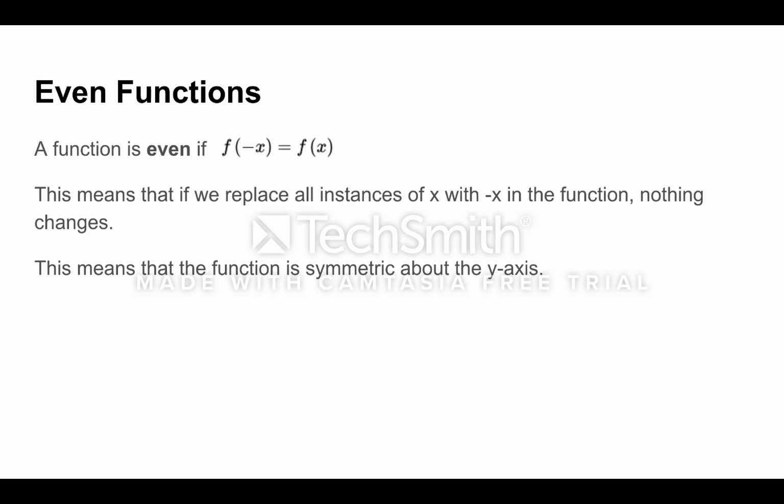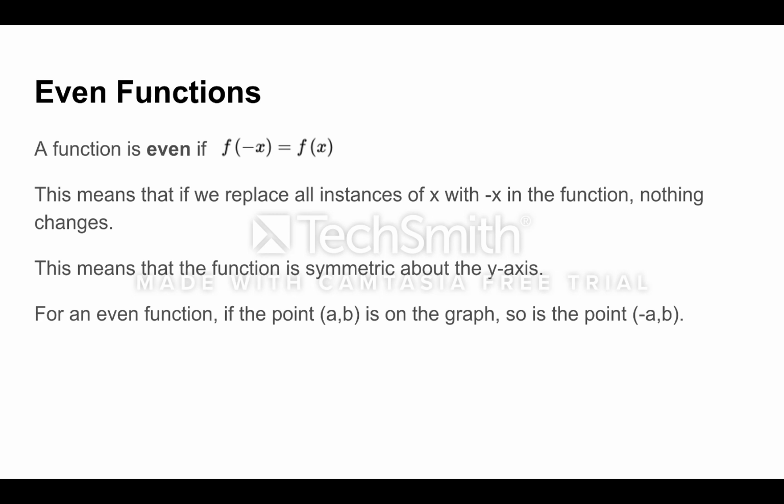That means that if you graph the function, you'll have symmetry about the y-axis. Anything on the left half of the graph will also appear on the right half of the graph, with the y-axis right down the middle. So for an even function, if you know the point (a, b) is on the graph, then the point (negative a, b) will also be on the graph.